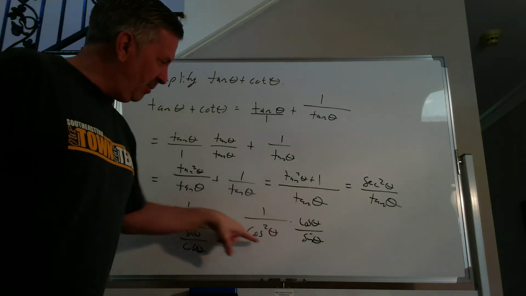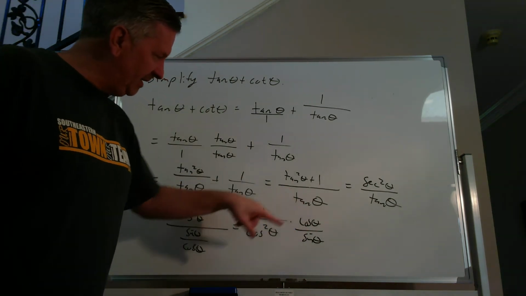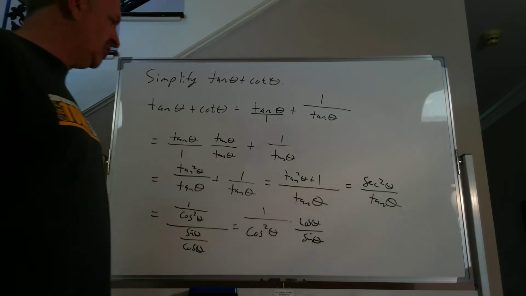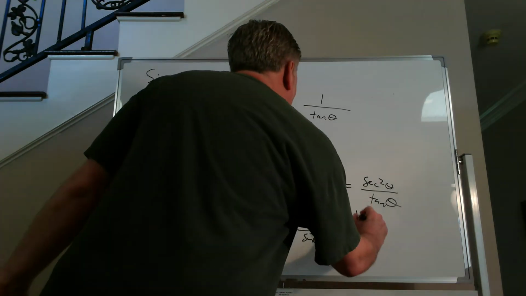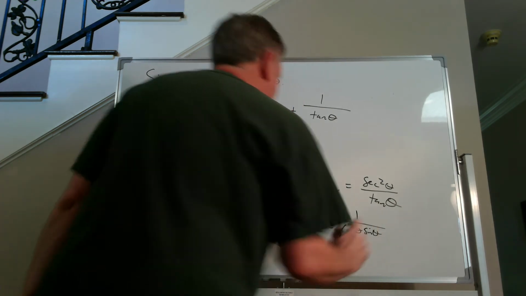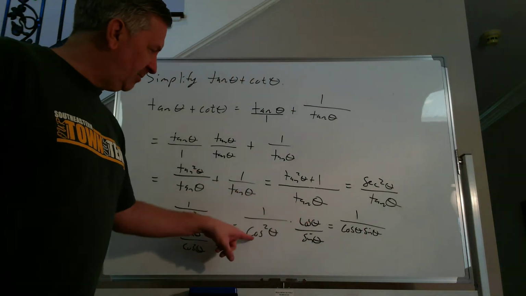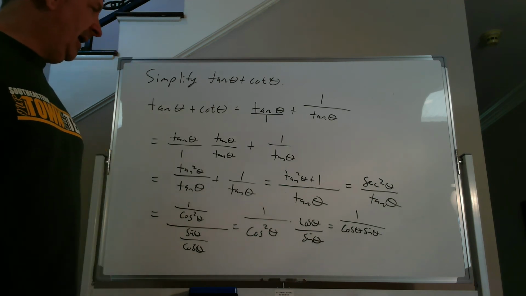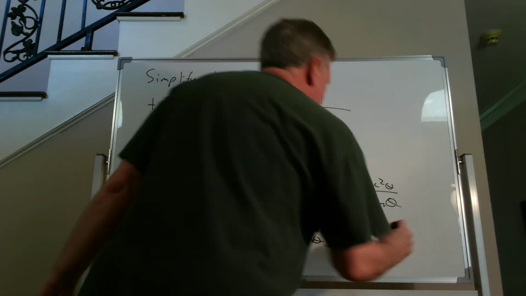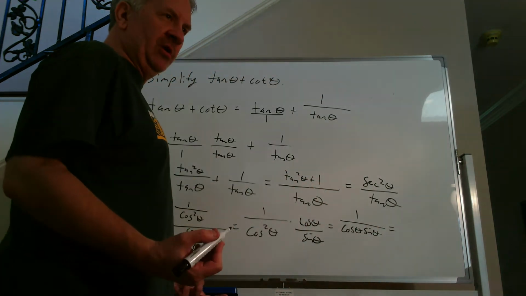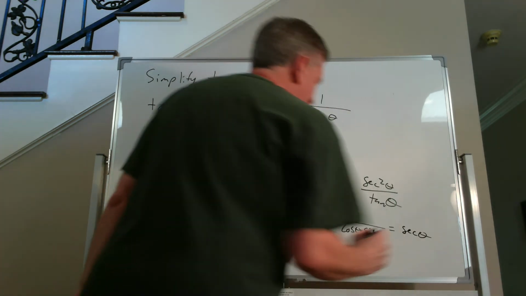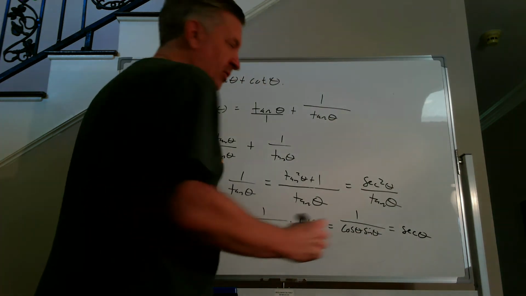Now, everything's being multiplied and divided. Something times something divided by something times something. So I can cancel a cosine with a cosine squared, and I get 1 over cosine theta sine theta. And what's 1 over cosine times 1 over sine? Well, there's no point in leaving it as a 1 over because we have names for that. 1 over cosine is secant theta, and 1 over sine is cosecant theta.